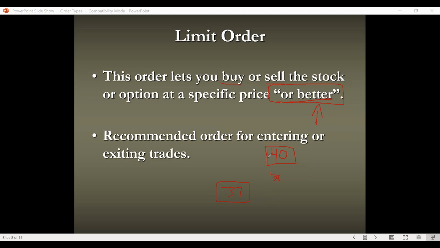So if I put a limit order to sell that stock at $40, it's saying I want to sell at $40 or better, or anything above that. So let's say the next day some good news came out and this stock gapped up and opened at $43. It's going to trigger my order because I said I want to get out at $40 or better. 43 is a better price. I got out at more money. As long as it's moving up to $40, it's not going to trigger that price.